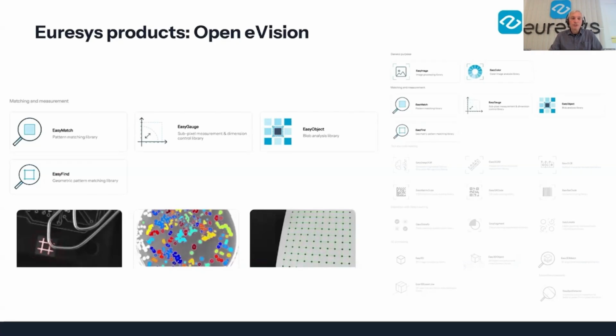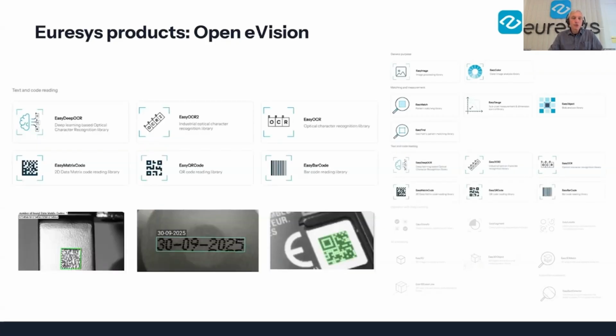We also have a set of matching and measurement libraries. Typically, it's a conventional pattern matching, but also a very efficient subpixel measurement library, and also object segmentation libraries. On the code reading and text reading side, we have a full range of code reading: QR code, data matrices, barcode, but also text reading libraries. And the latest addition is the Easy Deep OCR library for character recognition using deep learning. And I will talk more about it later.